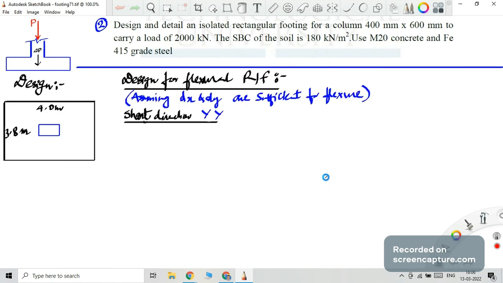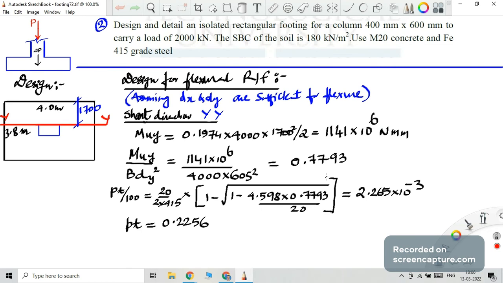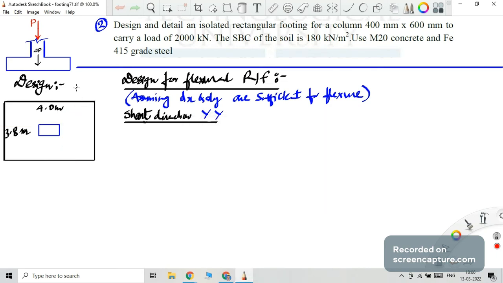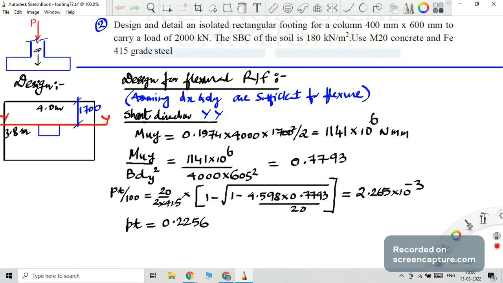Next direction, YY. So this is the section YY. There are so many items, but focus on this section, section YY. You know that that section is at 1700 from our proportioning. So section YY is clear. It's on the column face. Okay, that's why it is written here.